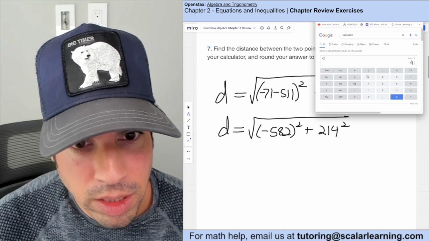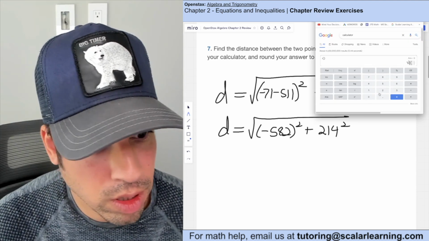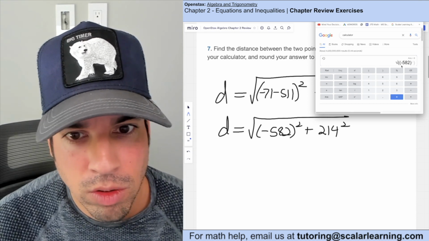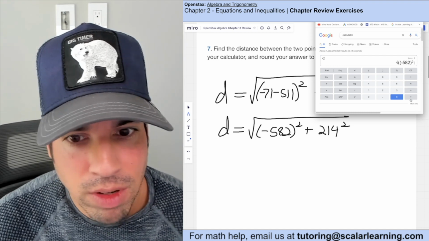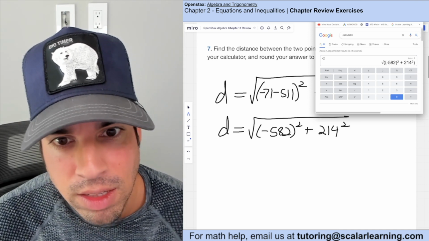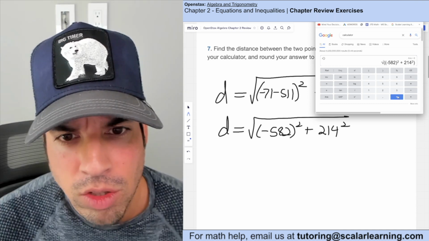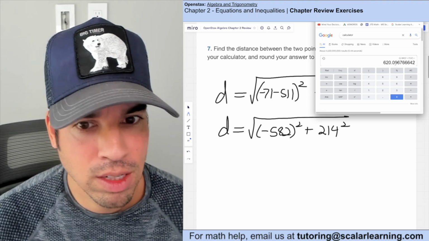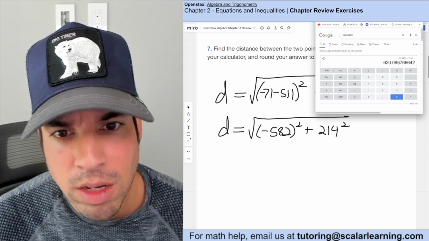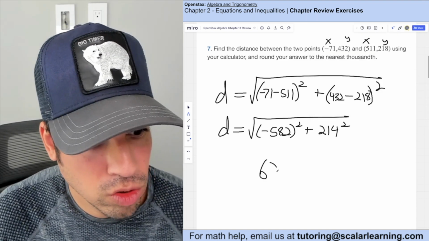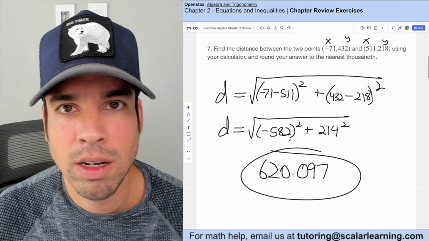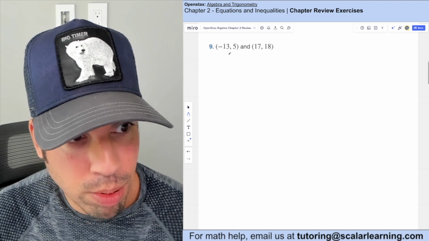So using a calculator, we're going to take the square root of negative 582 squared. Notice I keep that parenthesis right there because we're going to include everything, plus 214 squared, and then I'm going to end the parentheses, so that's going to capture everything. We hit enter, and we got 620.0967. We're rounding to the nearest thousandth, so that'd be this digit right here. So it's 620.097. Boom. Done.